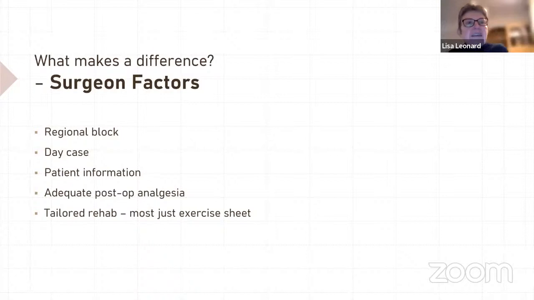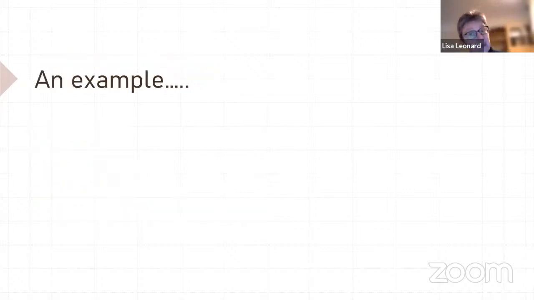So surgeon factors, these are the things that we can actually make a difference about, okay? This is when we can change the outcome for the patients by what we do. So we do nearly all of our surgery under a regional block as a day case. The patients get lots and lots of information. They have lots and lots of post-op analgesia. They all get dihydrocodone to go home with, and they have a tailored rehab program if they need more than just the info sheet.